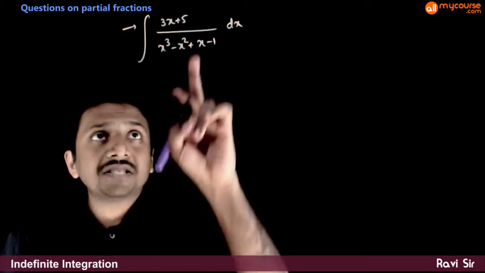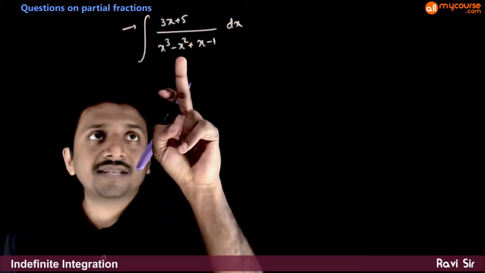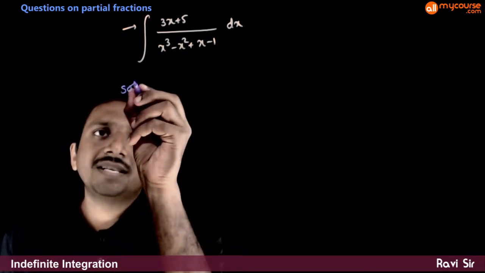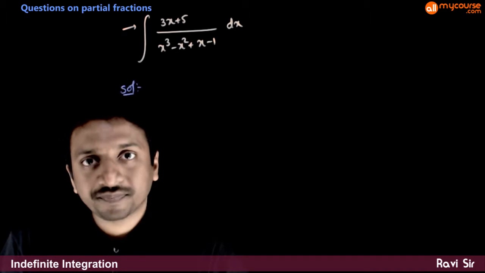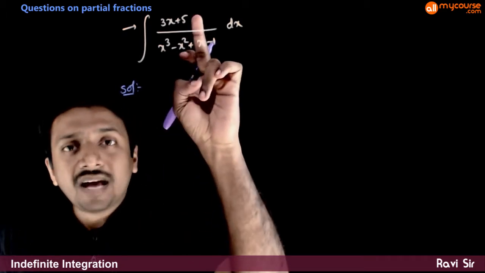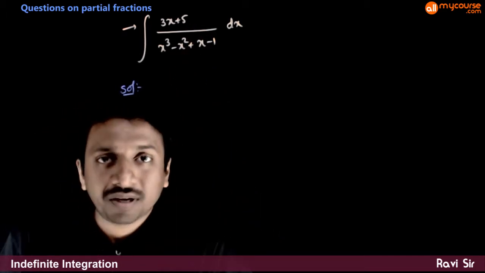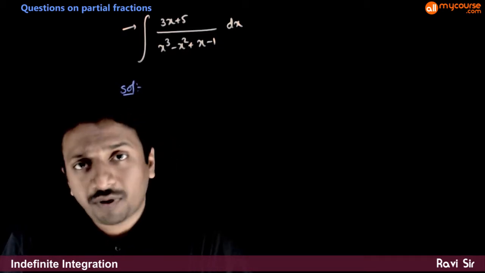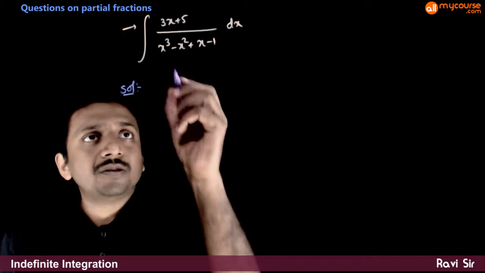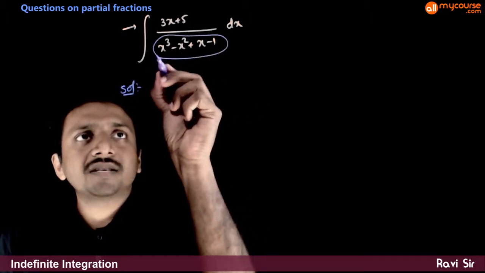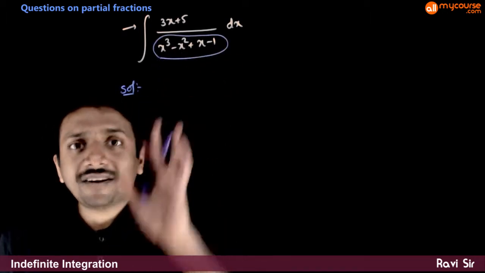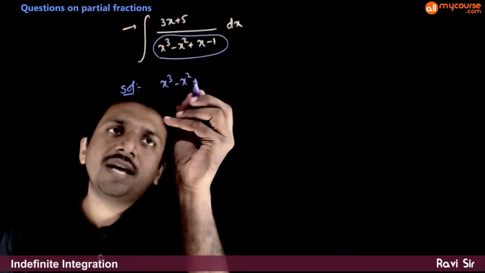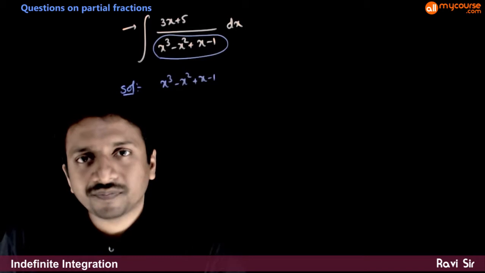In this question, you're asked to integrate (3x + 5) by (x cube minus x square plus x minus 1). So let us see how we can do this. Again, you have a linear by a cubic, so we can try to use the concept of partial fractions. Before using partial fractions, I just need to factorize the denominator, x cube minus x square plus x minus 1.